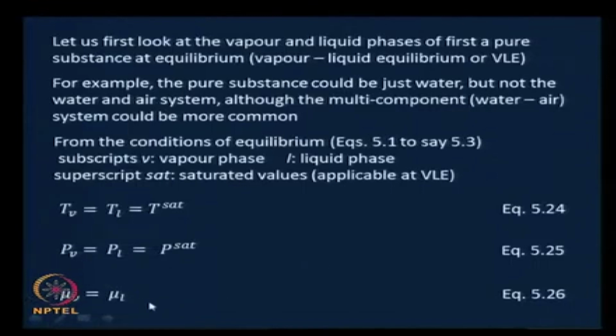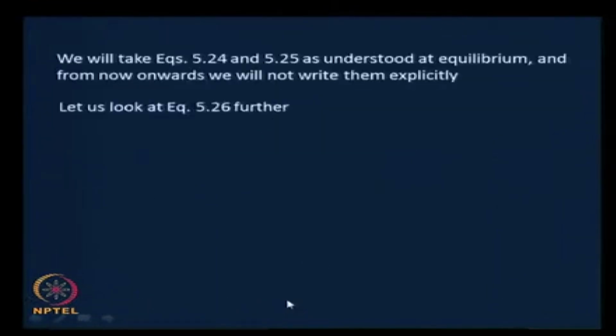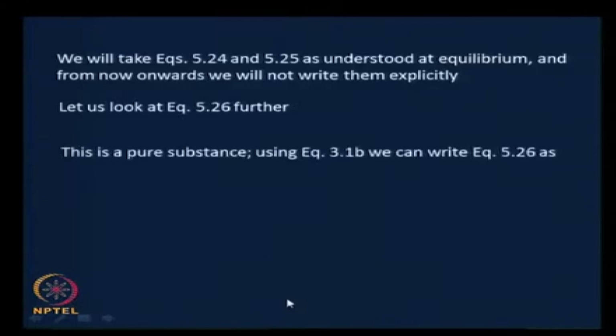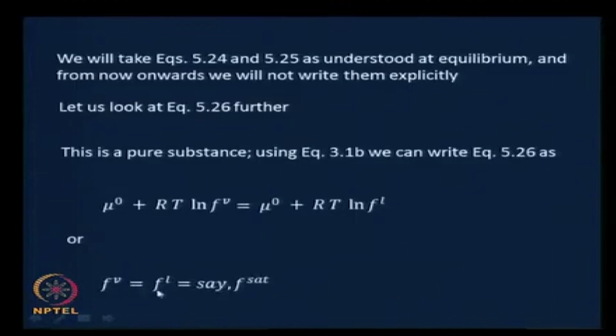We looked at this particular equation further, and using the expansions or the definitions of the chemical potential in terms of fugacity that we had given in module 3, we wrote mu naught plus RT ln Fv for mu v equals mu naught plus RT ln Fl for mu L, and we could see that the fugacities are equal of the pure substance in the vapor phase and the liquid phase.